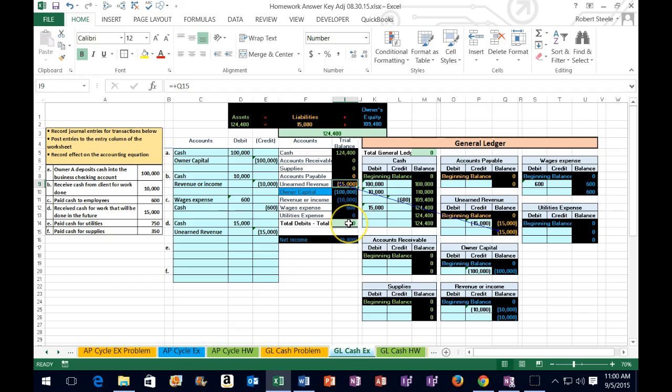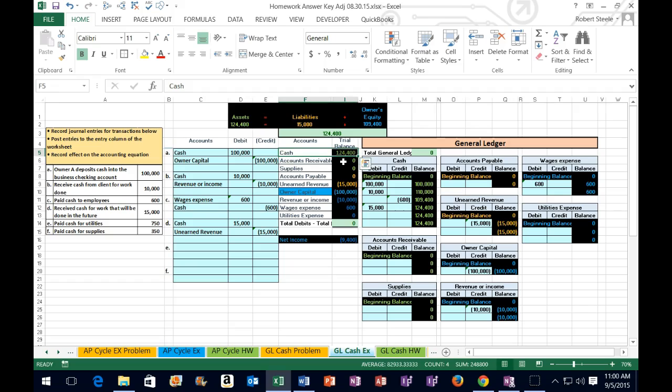No effect on net income from that transaction, even though we received cash, because we haven't earned it. When we do the work, we'll take it out of here and we'll put it into revenue. So then next transaction, paid cash for utilities. So is cash affected? Yeah, we paid it.